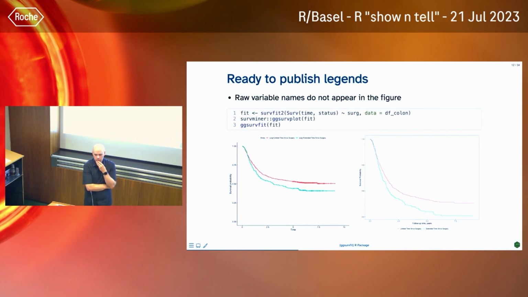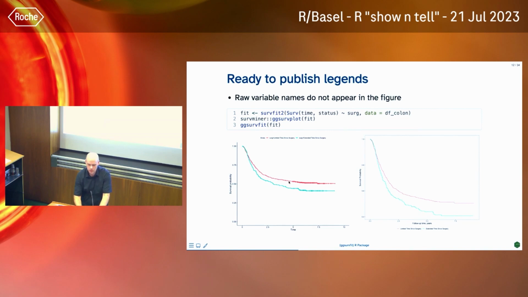Another advantage comes out of using the survfit2 function, which is essentially extending the survfit function from survival but capturing the calling environment. We can then safely do things like remove additional things in the label that are very hard to do if you're using other packages.